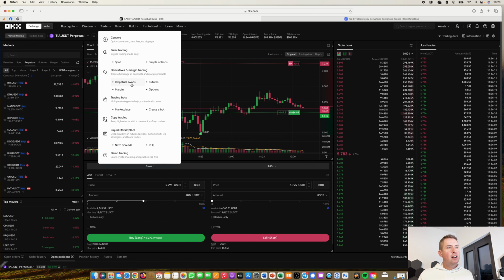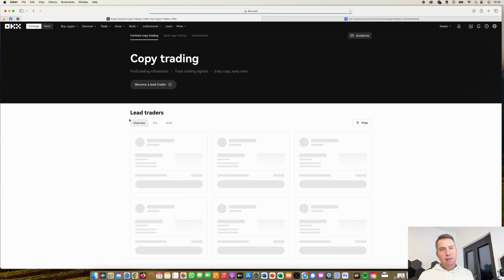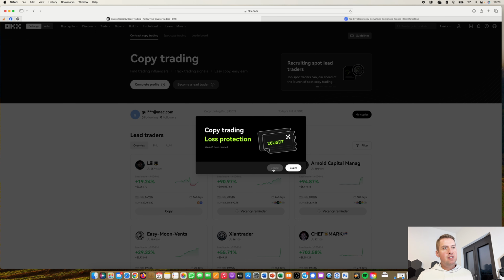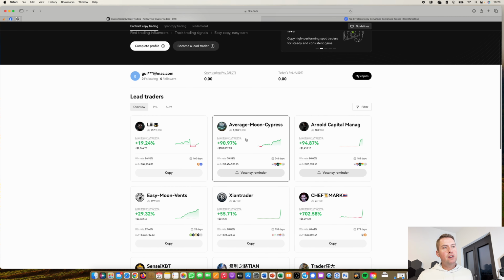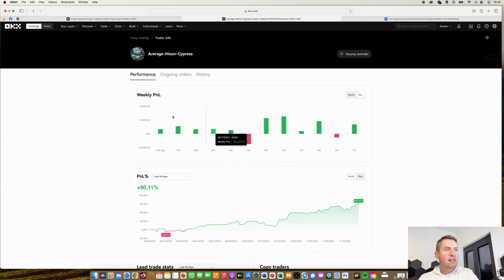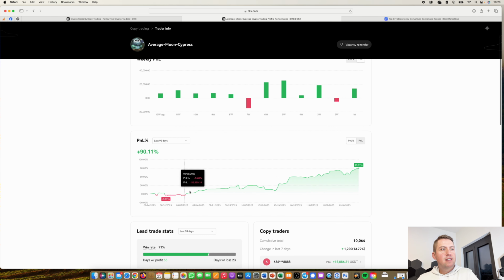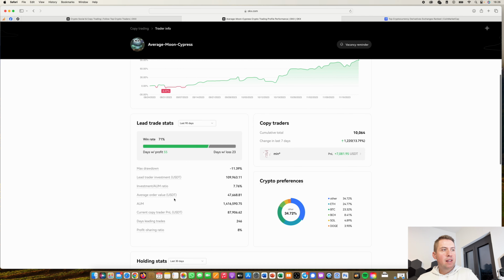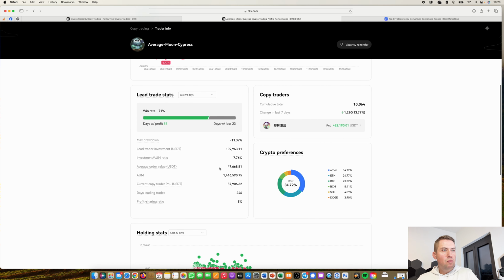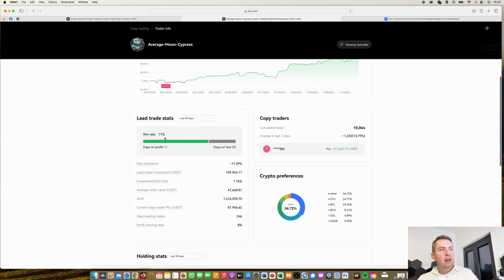And then there are several other things you can do. There's copy trading. So you can just click there and you see good traders there. So for example, average moon cypress, and you can click there and you can see his weekly P&L. So most of the time he made money over the week. And as you can see, his account really grew over a certain period of time. And you can see his win rate. It should be somewhere, yeah, it's here somewhere around 71%.